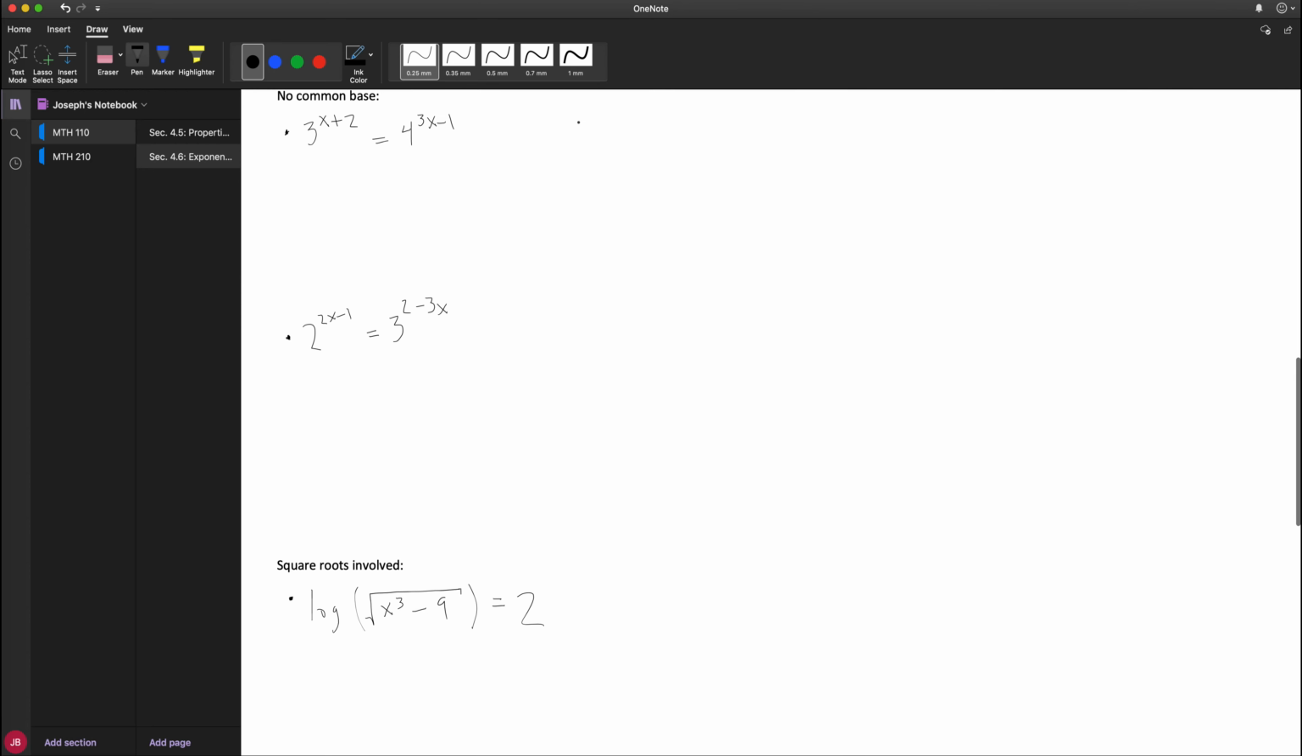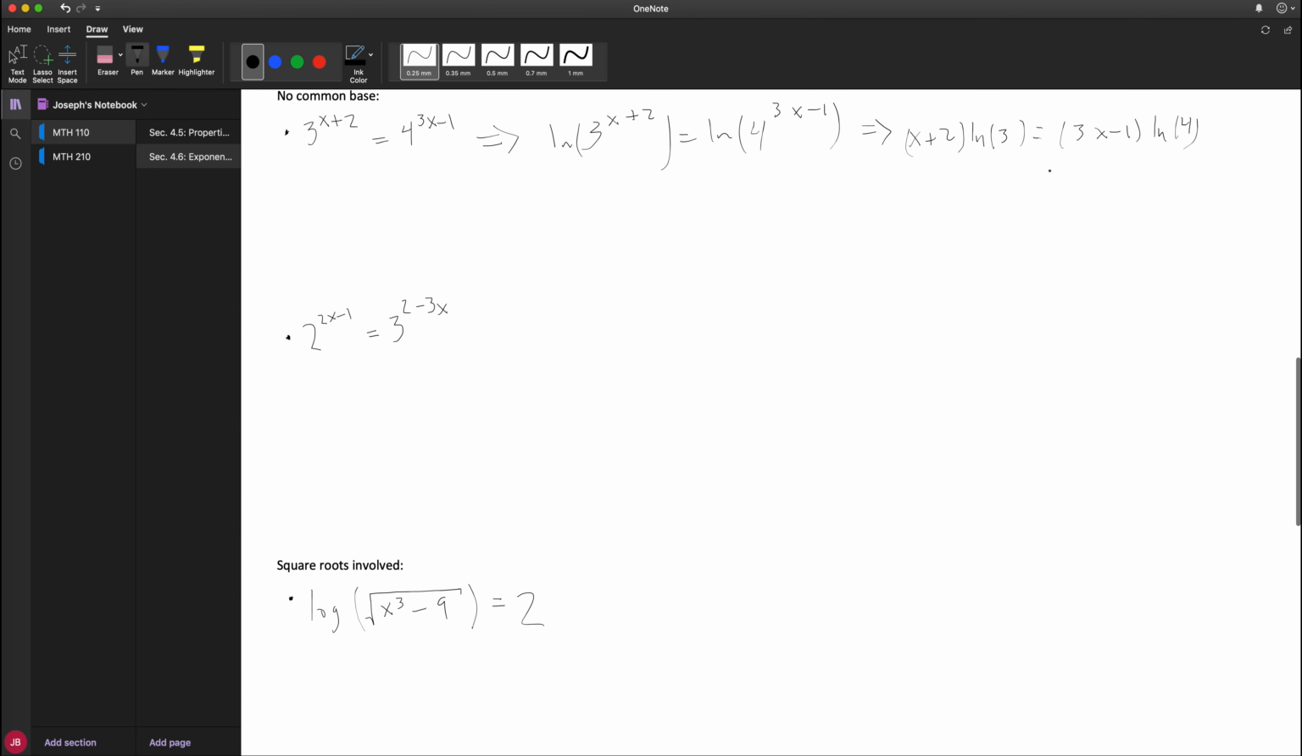So what I'm going to do, just like the last problem, is that the ln of this has to equal the ln of the right-hand side. And now use rules of logarithms. This is an exponent x plus 2, so it can come out front. And look how I do this. It's (x plus 2) ln of 3 equals (3x minus 1) ln of 4.